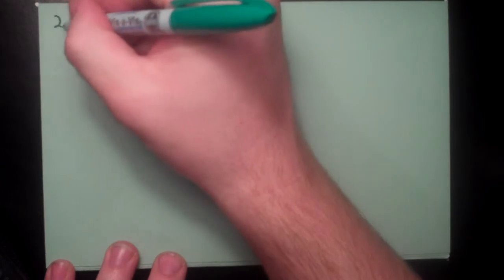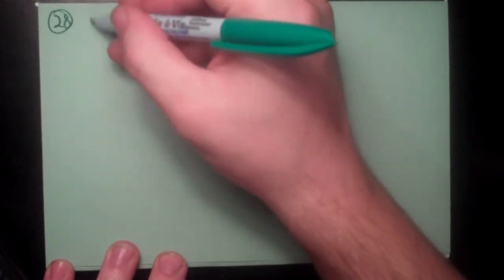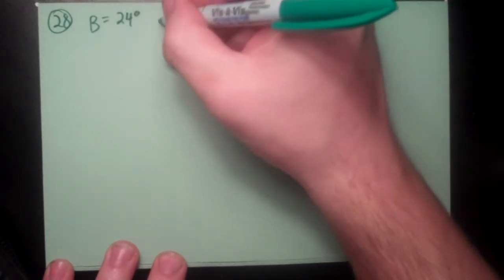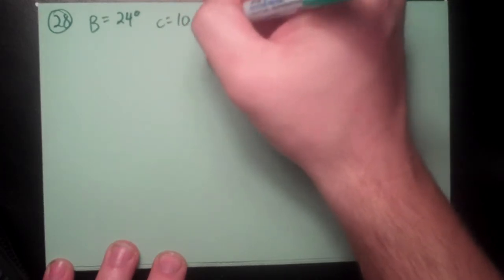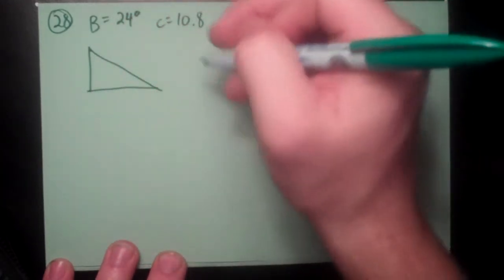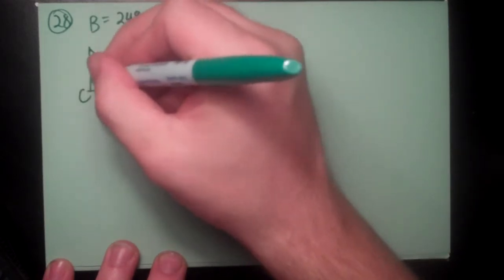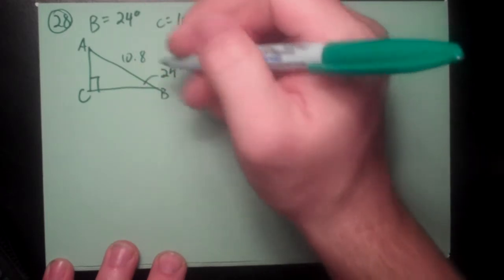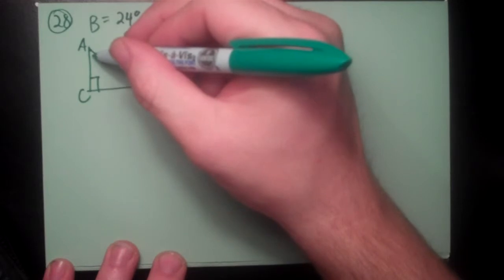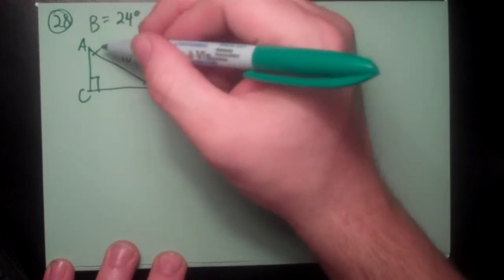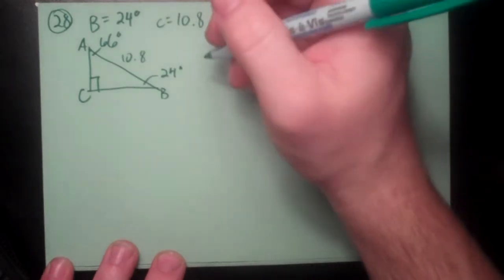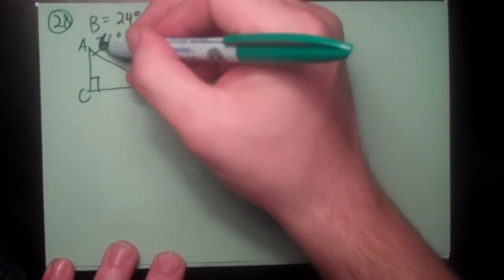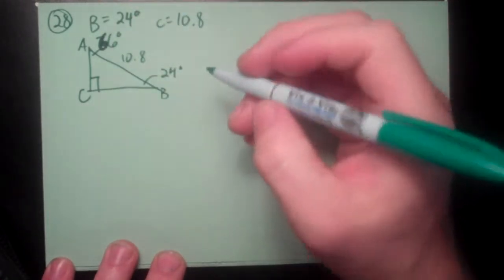Let's try another just like that, number 28. B equals 24, big B, angle B. Side c equals 10.8. And here's our diagram they give us. This is 10.8. This is angle C, this is angle A, and angle B is 24 degrees. So right away we know these two angles. We could find this angle pretty easily. That's going to be 66 degrees. 66 degrees for sure.